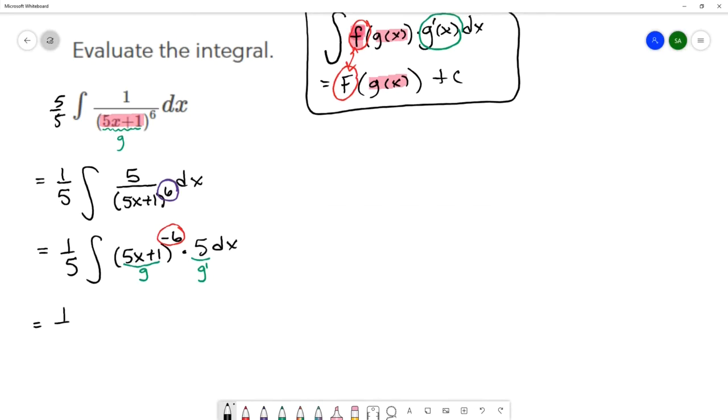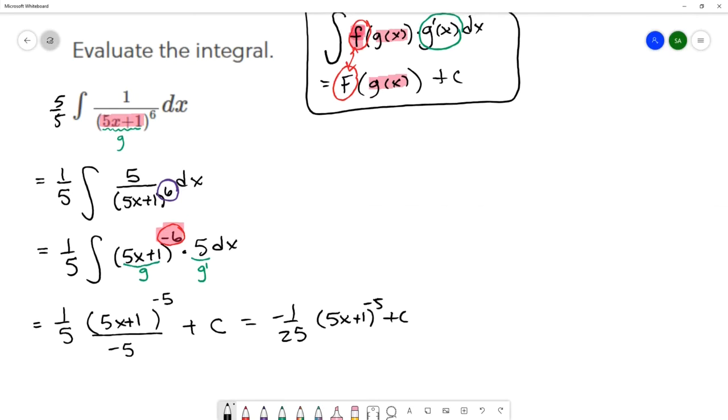So I'm going to carry down that 1/5. I'm going to calculate the antiderivative using this outside function. So I'm going to add 1 to the power and divide by the power, leaving the inside alone. And then I need my plus c. So that gives me negative 1/25 times (5x plus 1) to the negative 5th plus c.